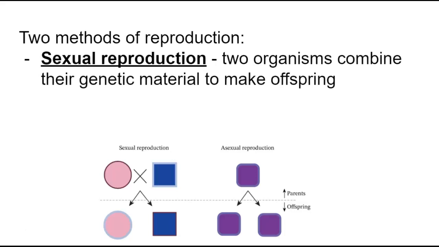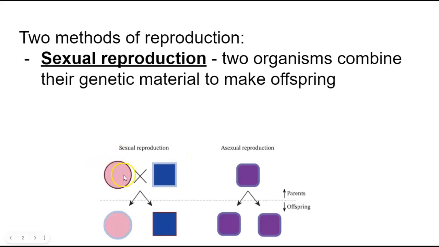So the first way, sexual reproduction: two organisms combine their genetic material to make offspring. We typically think of this as sperm and egg. The female, or the person who is donating the egg, is giving the 23 chromosomes in the egg. The person who is donating the sperm is giving 23 chromosomes in the sperm, and then they combine for 46. And that's just for a human. Other organisms have different chromosome numbers.